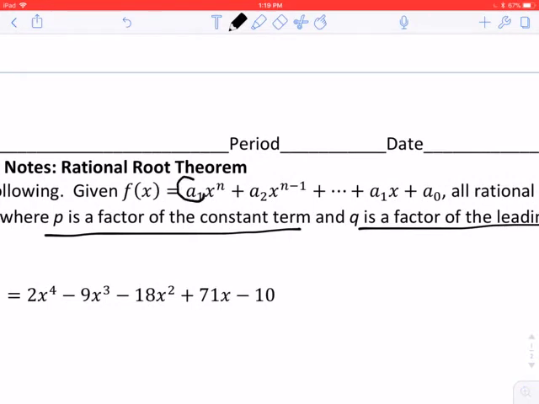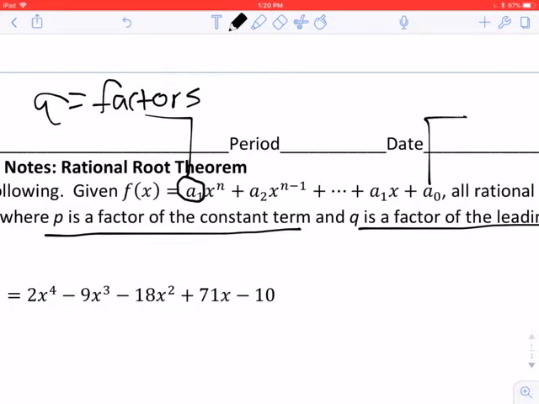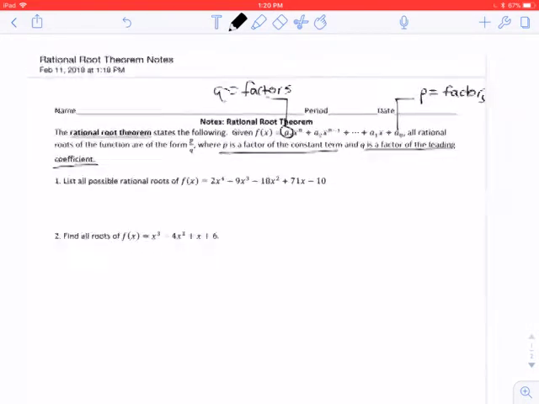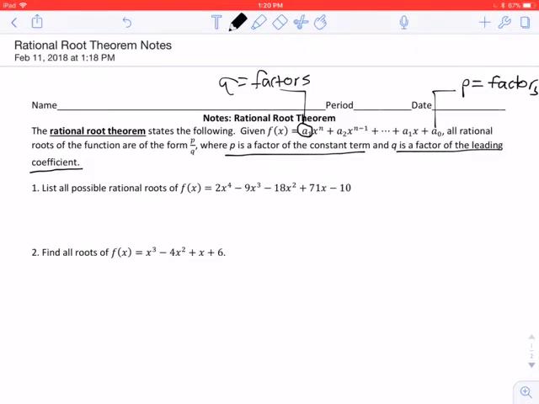p would be all of the factors of, or rather q would be all of the factors of a1, so q equals factors of a1, and then p would be all of the factors of this constant term with no x. Right? And notice this states all of the possible rational roots. So for things that are not factorable, what we end up doing is we list all of the possible roots and then we test them out.